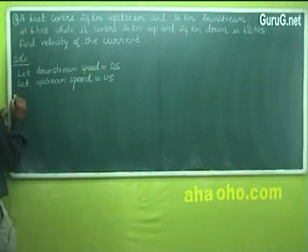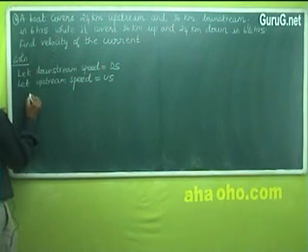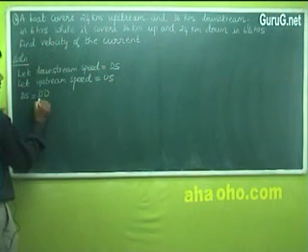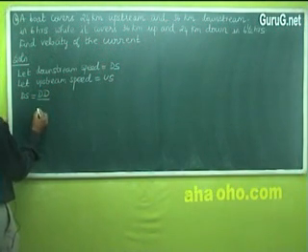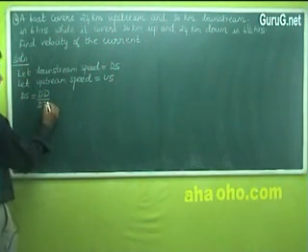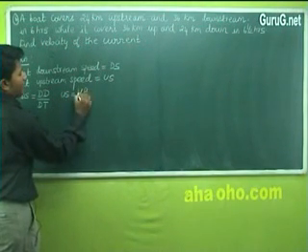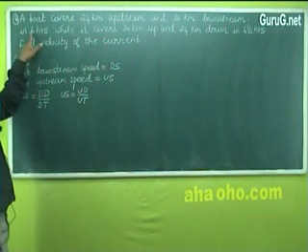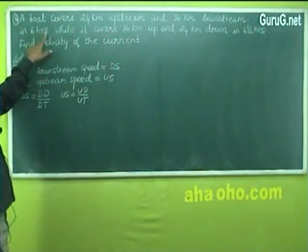Now, as I have said, downstream speed is equal to downstream distance by downstream time, isn't it? Upstream speed is equal to upstream distance by upstream time. You are given the total time, that is 6 hours.